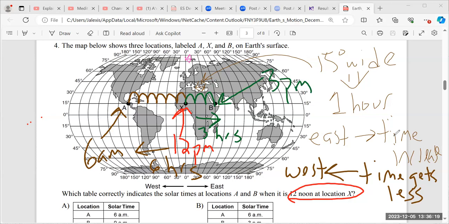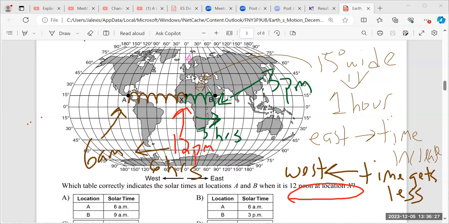And so, therefore, the correct answer is definitely going to be choice B. So you have to remember when you're heading to the east, time increase. When you head to the west, time gets less. And every 15 degrees is equal to 1 hour apart. So the correct answer is choice B.